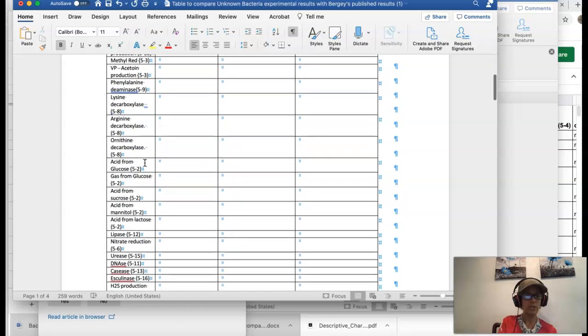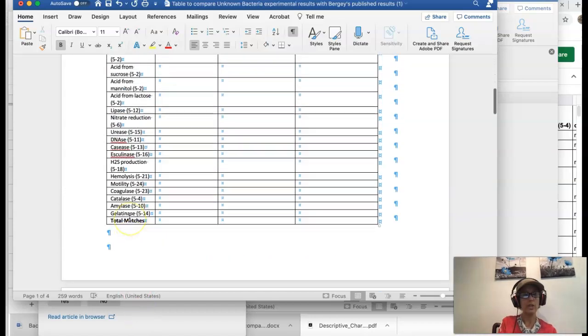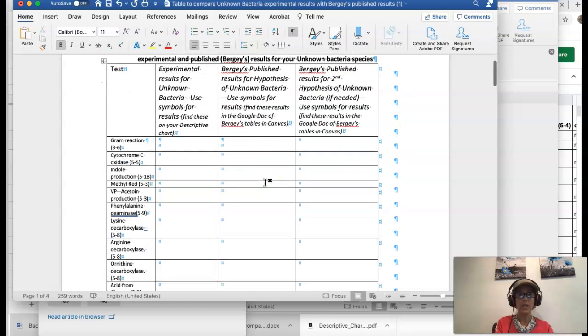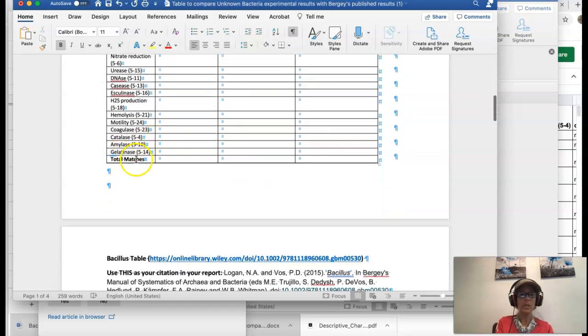lists all of the tests in the first column. They are in the order they are in because that's how we found them in Bergey's manual. Then you list your unknown results, all here. And I have two columns, just in case you did get stuck. You had weird results for a test, and you're either this organism or that organism, then you need to put them both in here. If you had very reliable results, and when you went through the flow chart, you only went one direction, all of your results matched, you're only going to need to fill in one of the Bergey's results here. And at the bottom, how many total matches?